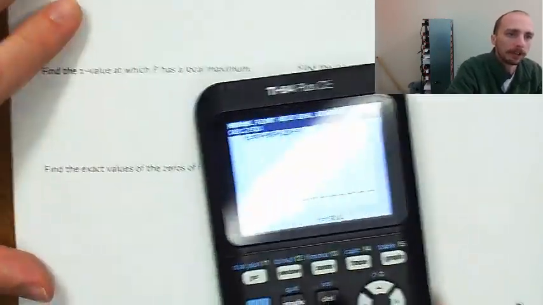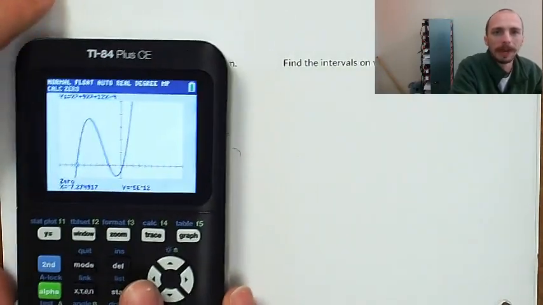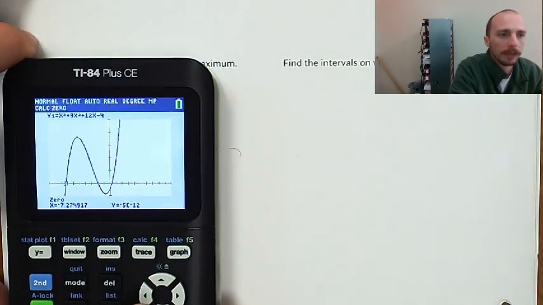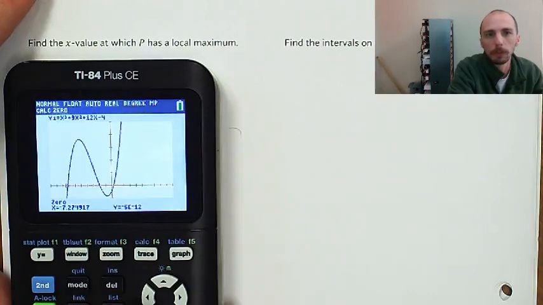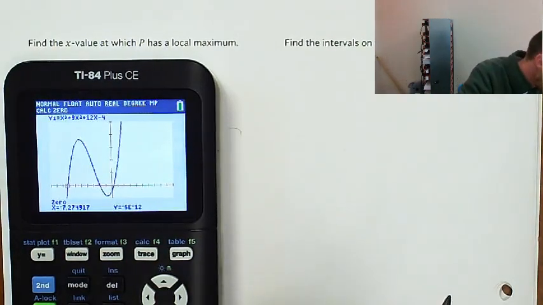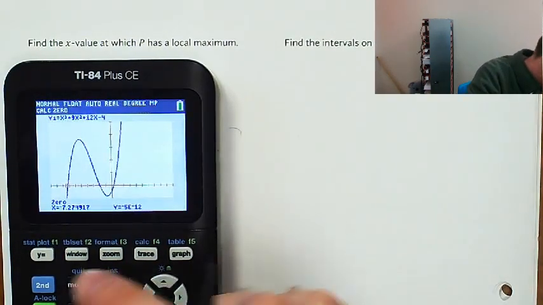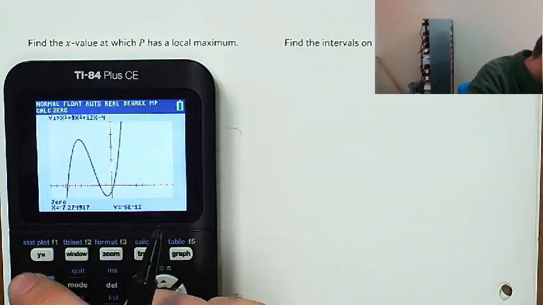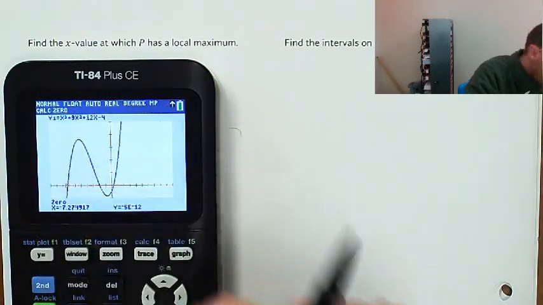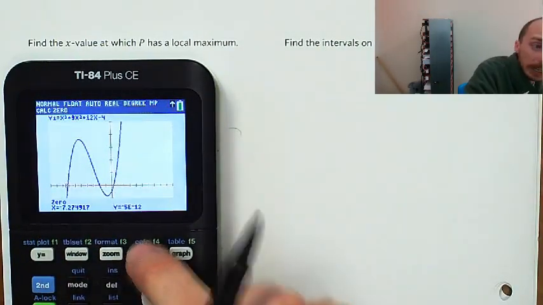Okay, find the x value at which p has a local minimum. And I'm having some glare, so I'm thinking maybe I'll just finish this example problem and I'll cut the lights off above me. Okay, so local maximum, okay, I may have read that wrong. Local maximum is happening right there. So I'm going to calculate again.